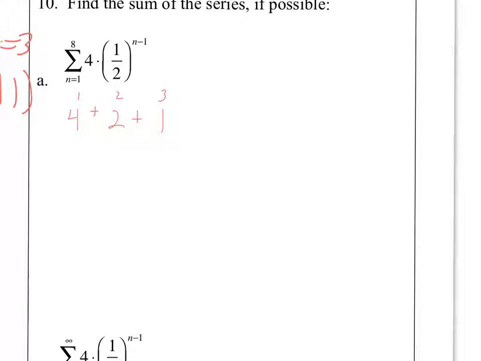Hey, I noticed that as I write these out, each time my terms are getting cut down in half. I wonder if I could use that instead of actually calculating all of these. So we get 1 times a half is a half, and then a fourth is the fifth term, and then an eighth would be the sixth term, and a 16th would be the 7th term, and then a 1/32 would be the 8th term.